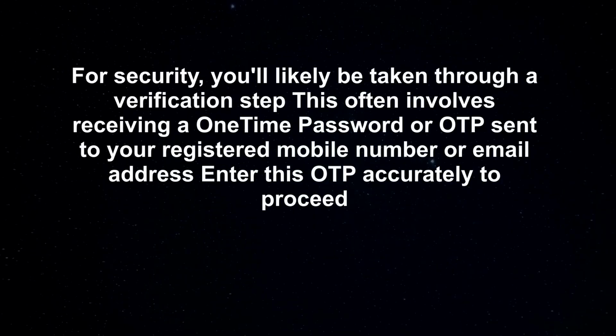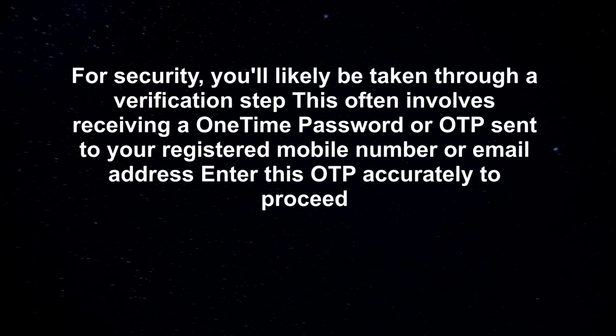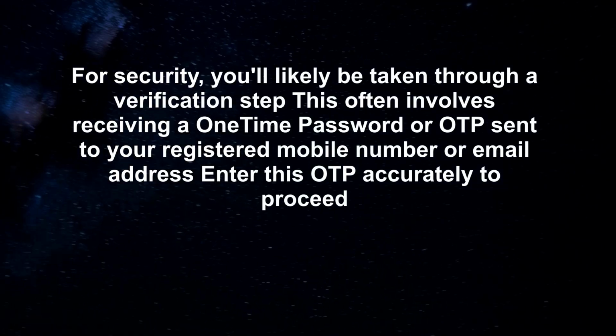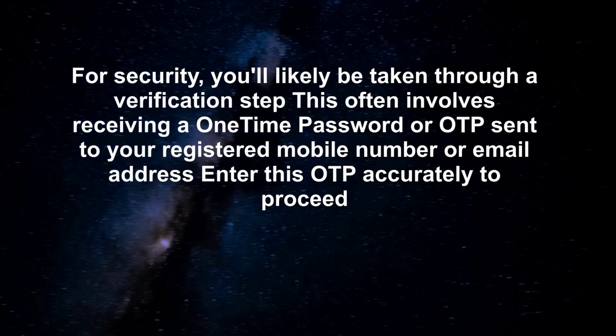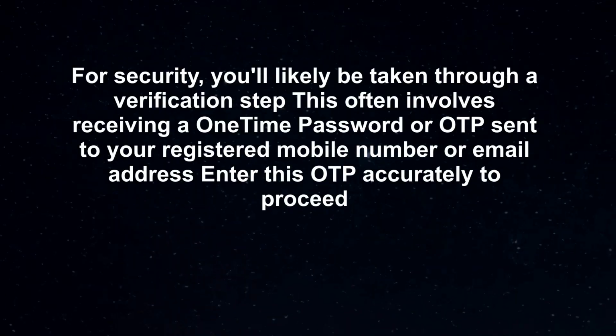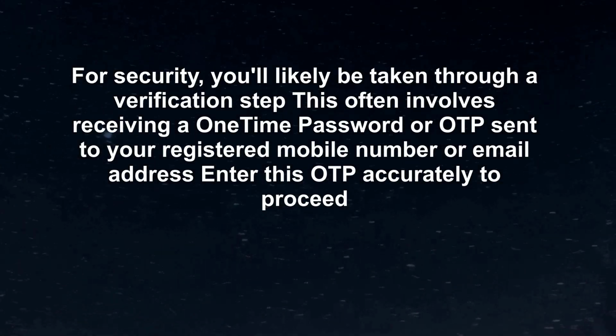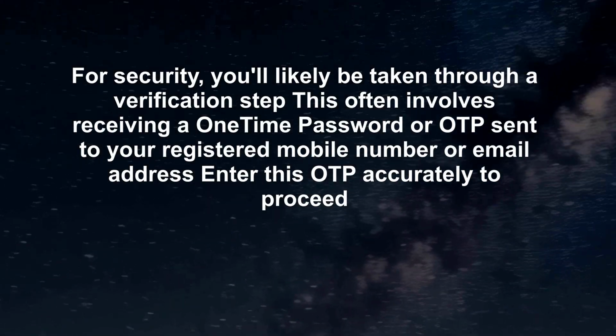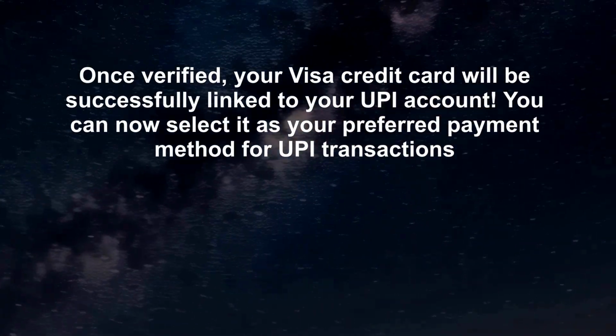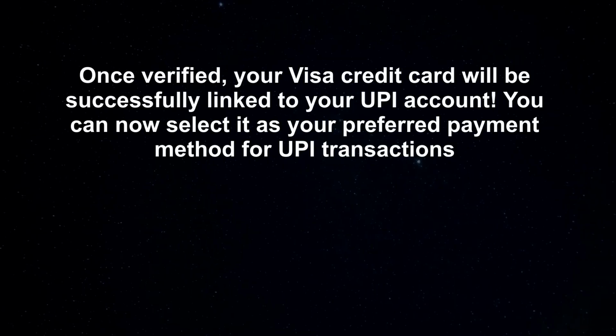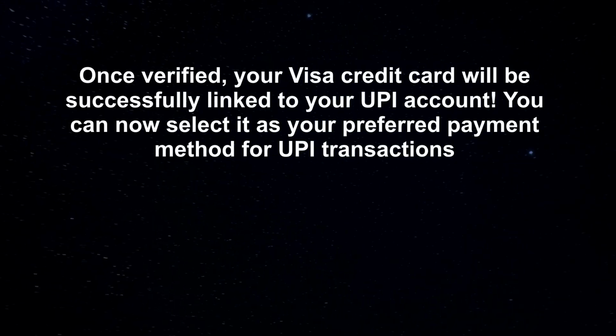For security, you'll likely be taken through a verification step. This often involves receiving a one-time password or OTP sent to your registered mobile number or email address. Enter this OTP accurately to proceed. Once verified, your Visa credit card will be successfully linked to your UPI account.